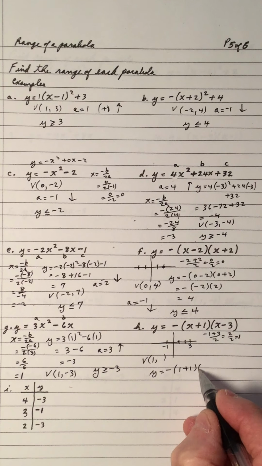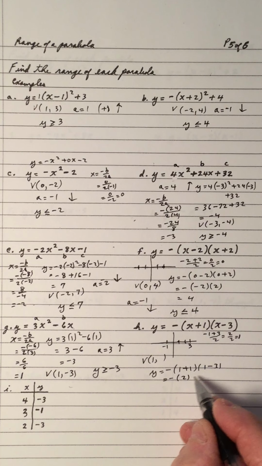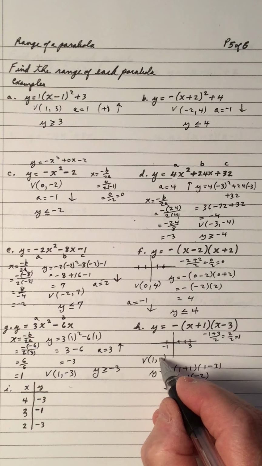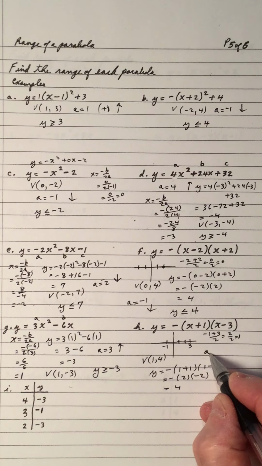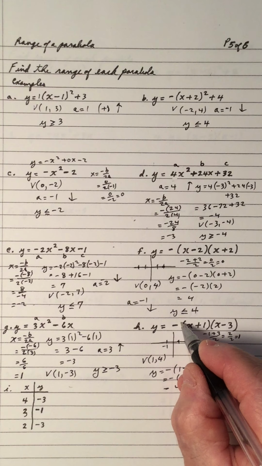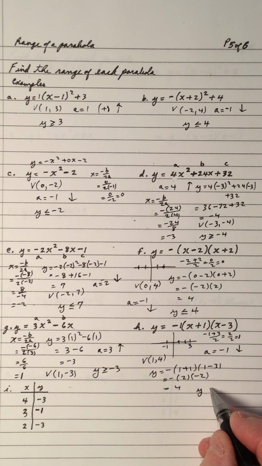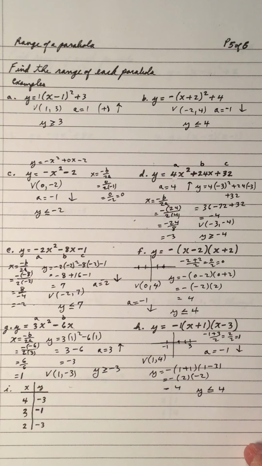Take your time and work it out. You get a 2, negative 2. That gives us a 4. So the vertex is 1, 4. And the parabola opens... a is negative 1. The parabola opens down. So the range is y is less than or equal to 4. Again, just a coincidence the two of these are the same.